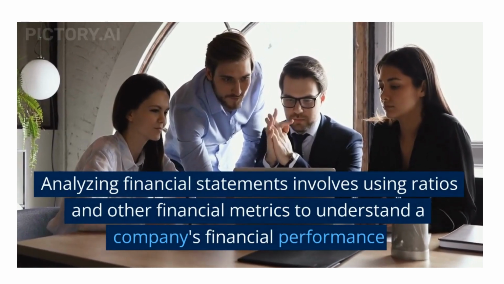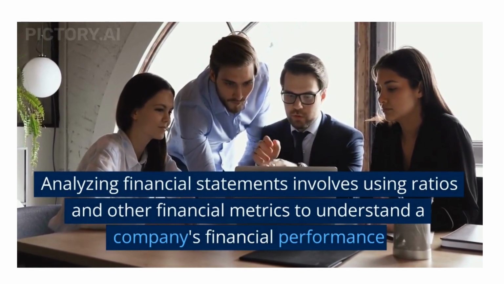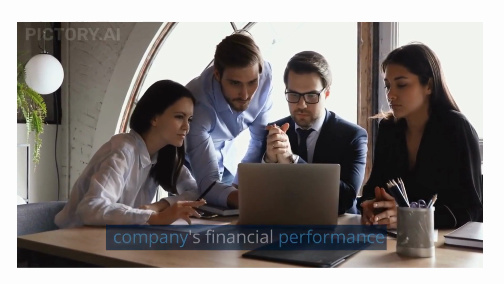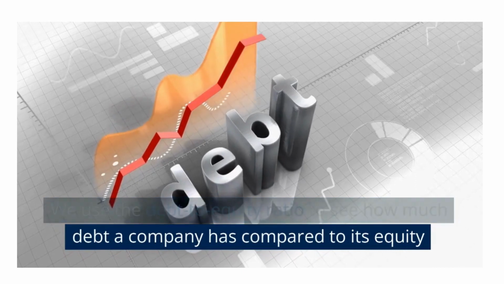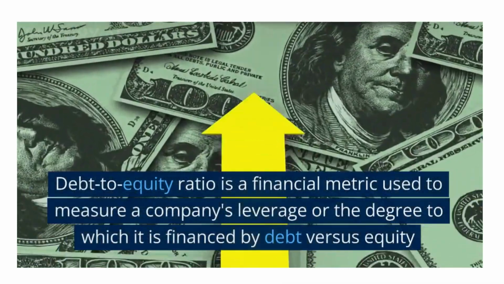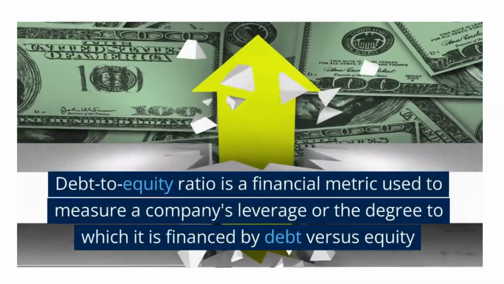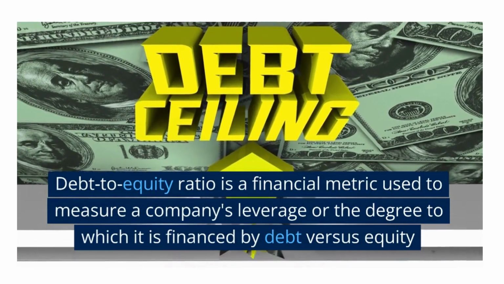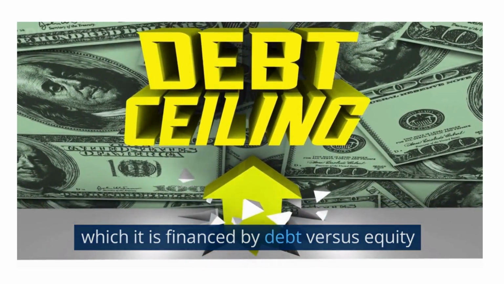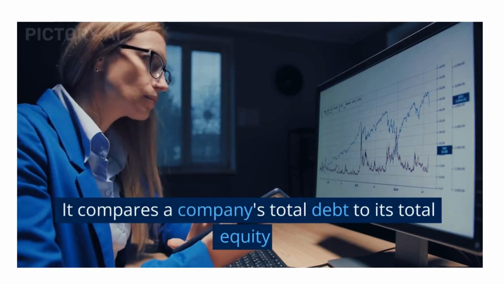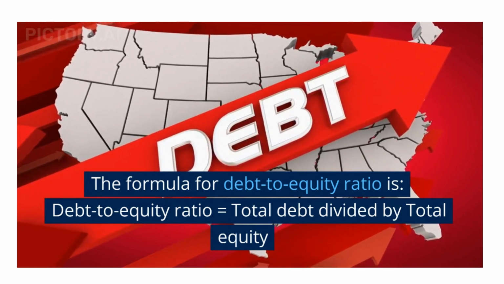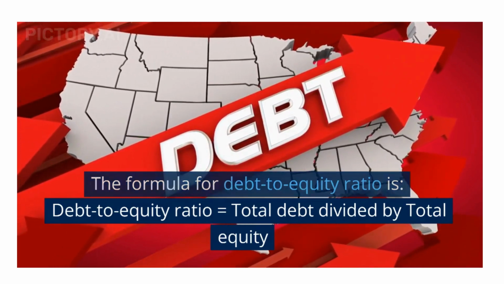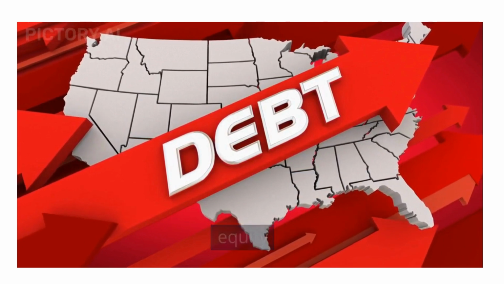Analyzing financial statements involves using ratios and other financial metrics to understand a company's financial performance. We use the debt-to-equity ratio to see how much debt a company has compared to its equity. Debt-to-equity ratio is a financial metric used to measure a company's leverage, or the degree to which it is financed by debt versus equity. It compares a company's total debt to its total equity. The formula for debt-to-equity ratio is: debt-to-equity ratio equals total debt divided by total equity.